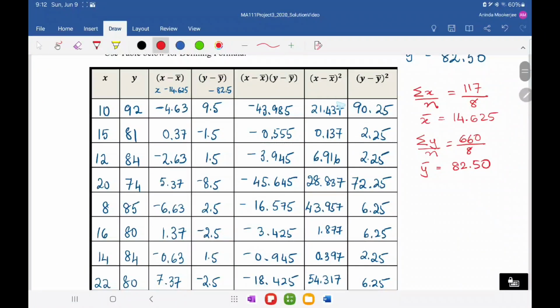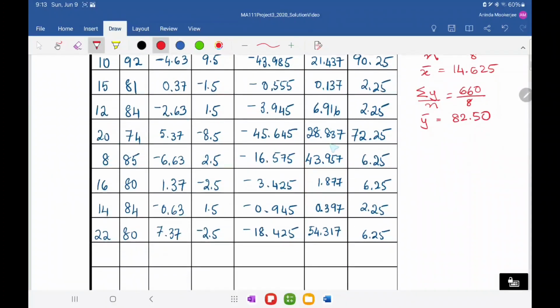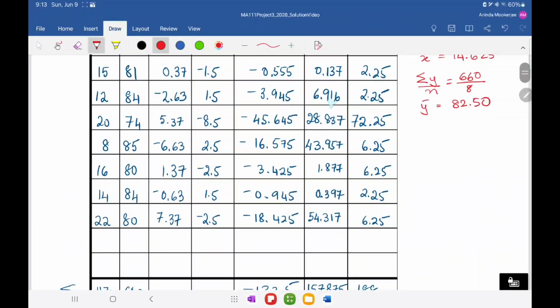And then in this last but one column, x minus x bar squared, we have to square all our values in the third column, which is x minus x bar. So negative 4.63 squared is 21.437. 0.37 squared is 0.137. And once we have all these values squared, again, make sure you do not write a negative value in this column. When we square any value, positive or negative, it should give us a positive value, all right?